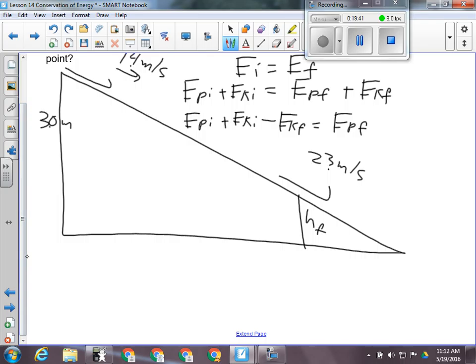Now, I can plug in my formulas for all of these. At this point I have to do that because now I'm looking for an individual variable. So for initial potential, that's m times g times h initial. For initial kinetic, it's 1/2 mvi squared. For final kinetic, minus 1/2 mvf squared. That's going to equal m times g times hf, my final potential energy. So all I've done is go to my formula sheet and plug in the formulas for EP and EK.